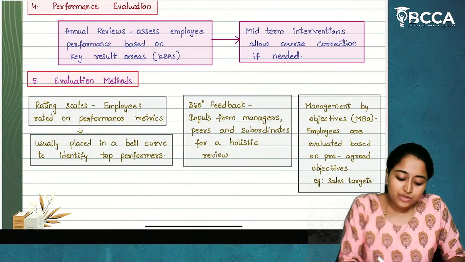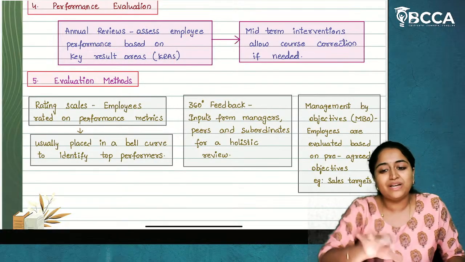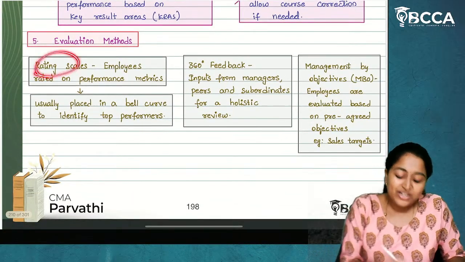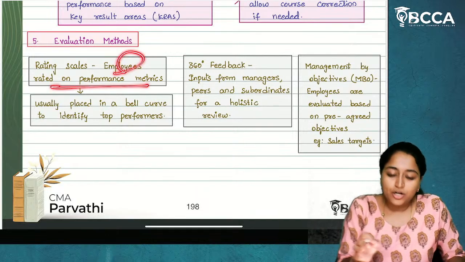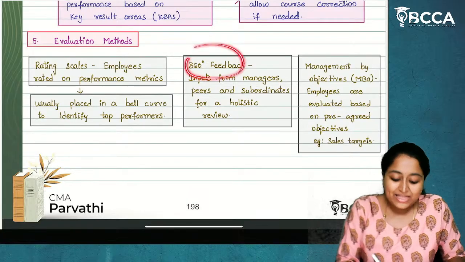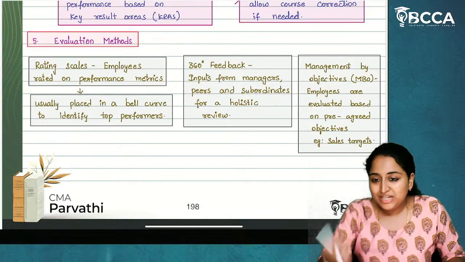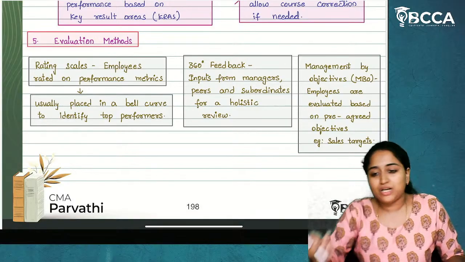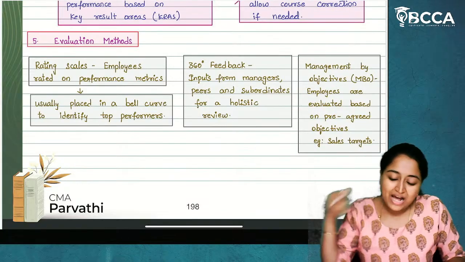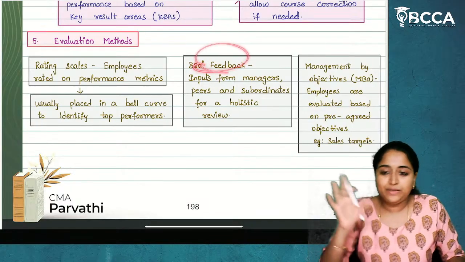Then, how will performance evaluation be done within the organization? They'll do annual reviews and assess employee performance based on key result areas. How they are performing, based on that the evaluation will be done. And for evaluation, what methods can be used? First, rating scales. Employees are rated on performance metrics. So based on their performance, the rating will be given to the employees. And then 360 degree feedback. They will go to each and every colleague, management, board of directors, shareholders, or even a person who is working below that particular employee. They'll ask everyone how he is acting in the organization. 360 degree feedback will be taken.